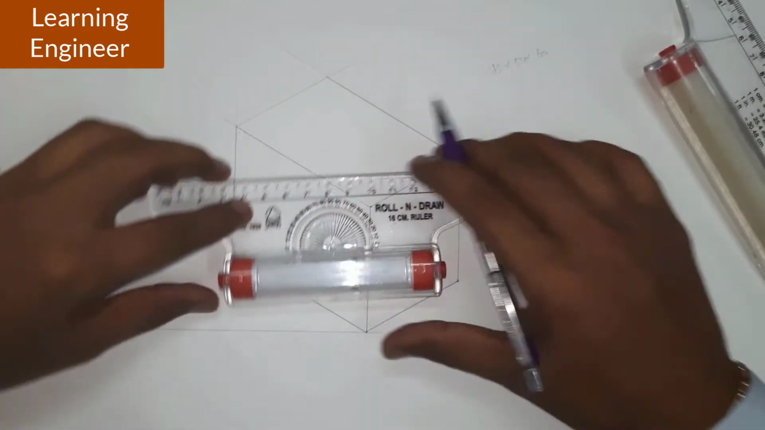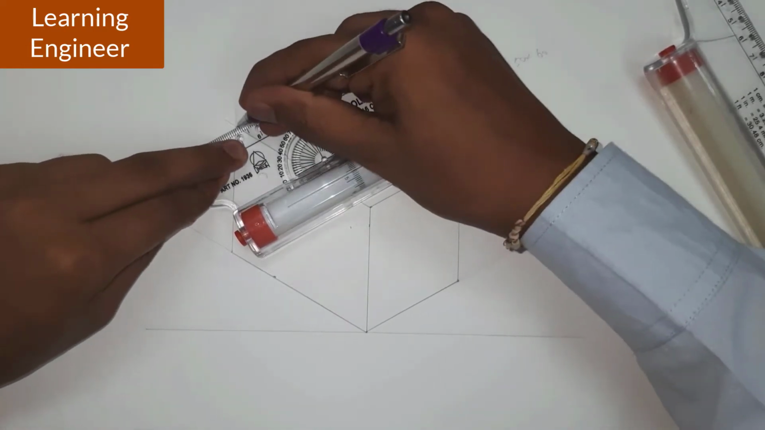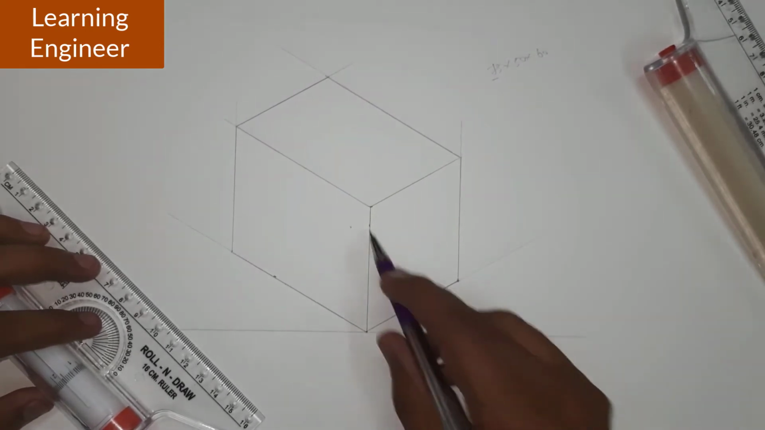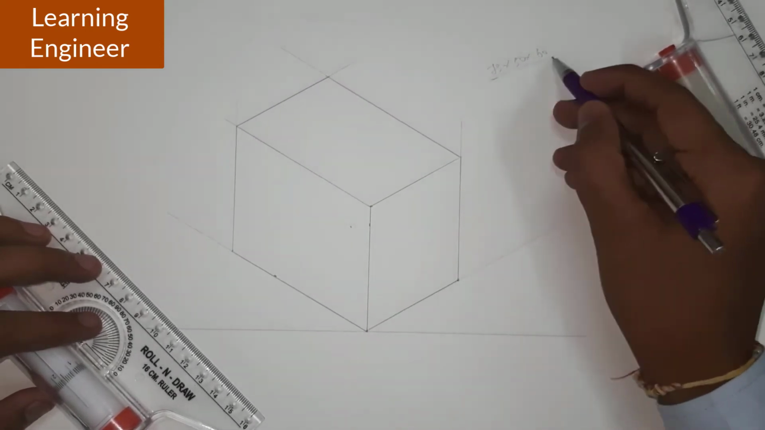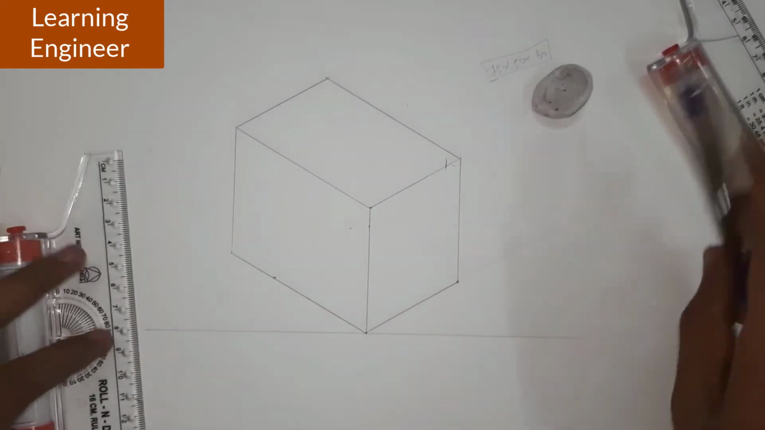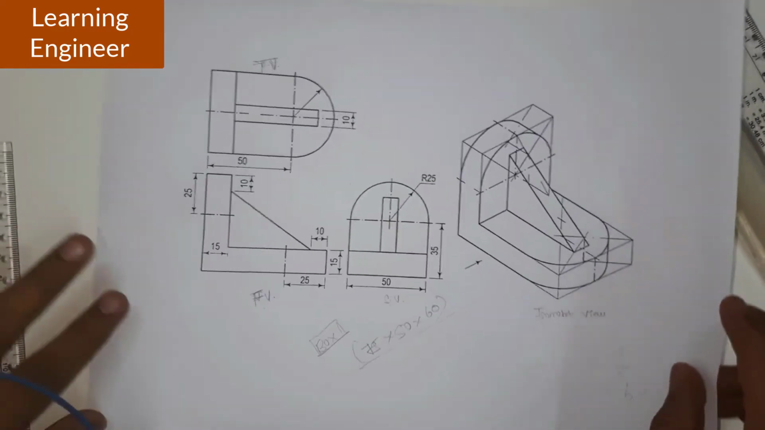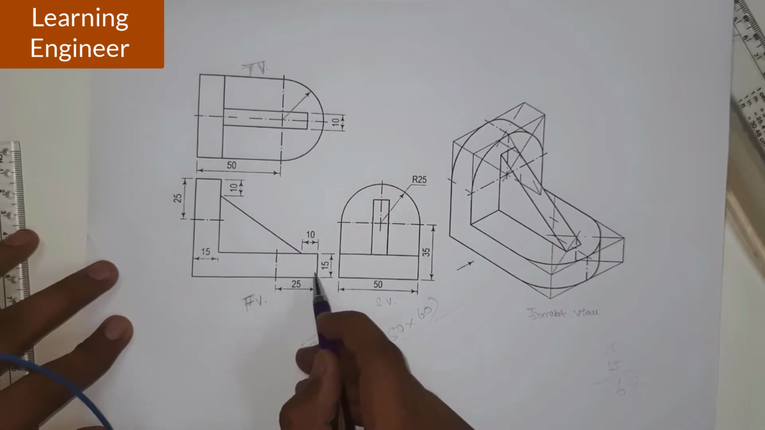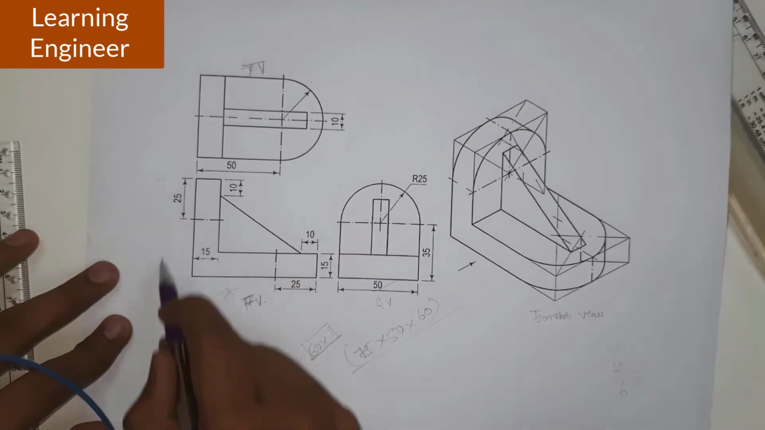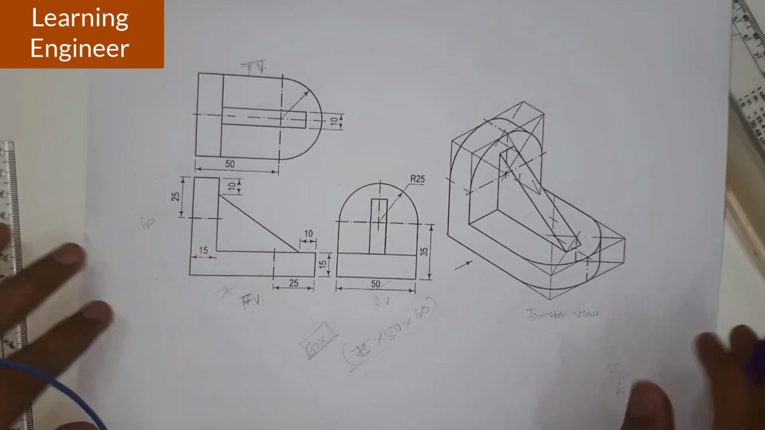So this is how we have completed the box of size 75, this is 75, this is 50, and this is 60. So we have completed the box of size 75 by 50 by 60 mm as per the given question. This is 75, this is 50, and the total height is 60 millimeter. So this much part we have completed.